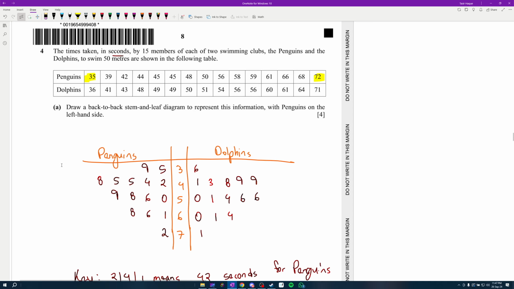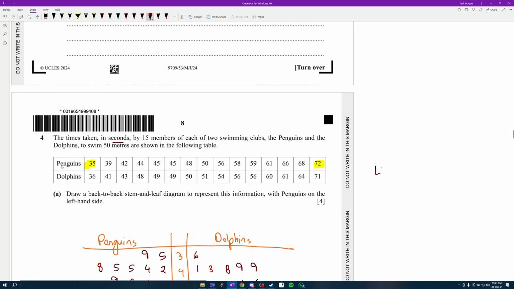So for a box and whisker plot, we need 5 values: least value, Q1, Q2, Q3, highest value. The least value is 36, no doubt. The highest value is 71. And for the median, how many numbers do we have? 15. For 15 numbers, the median will be 15 plus 1, since it's odd, divided by 2. So 16 by 2, which is the 8th value.